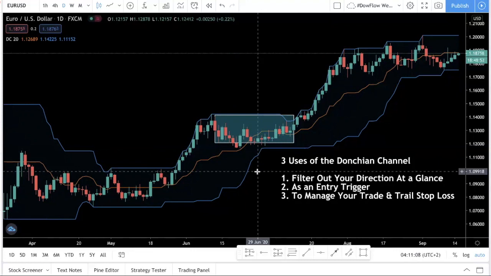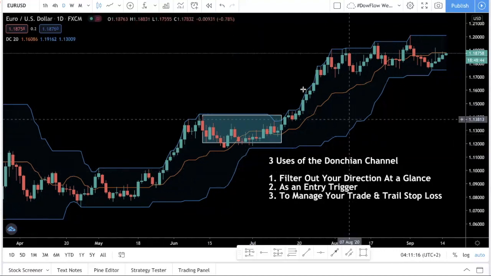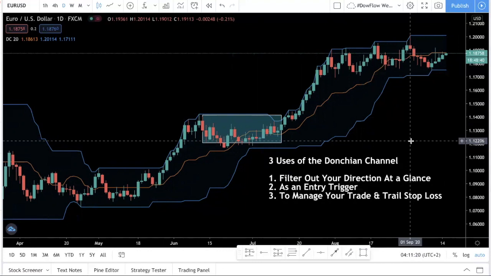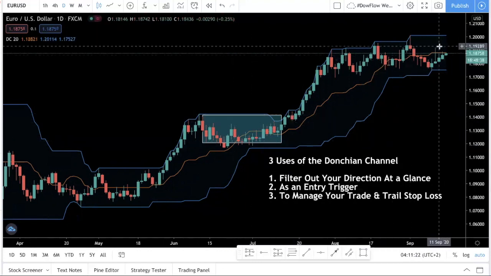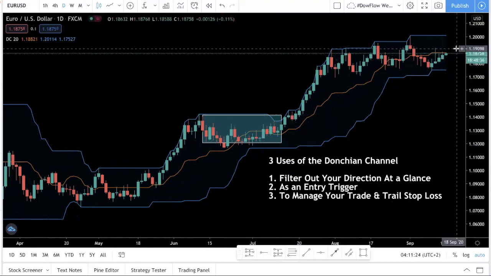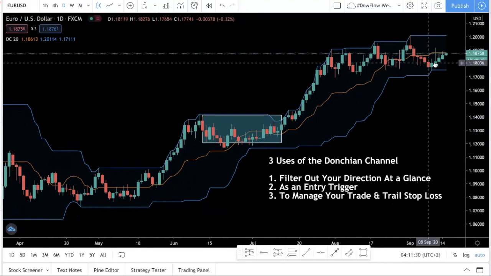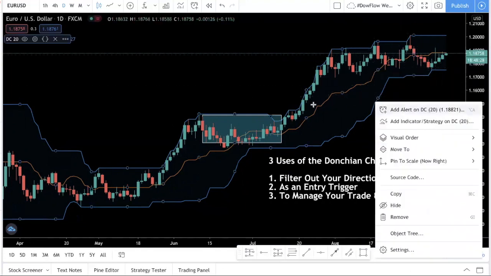Okay, so the first use of the Donchian channel is you want to filter out your direction. This is very useful if you can't tell the market structure and you don't really know what to do. As a rule of thumb, think of it like a moving average. If price is above the orange line, then you want to be buying. If it's below, you want to be selling. That's just a general rule of thumb.